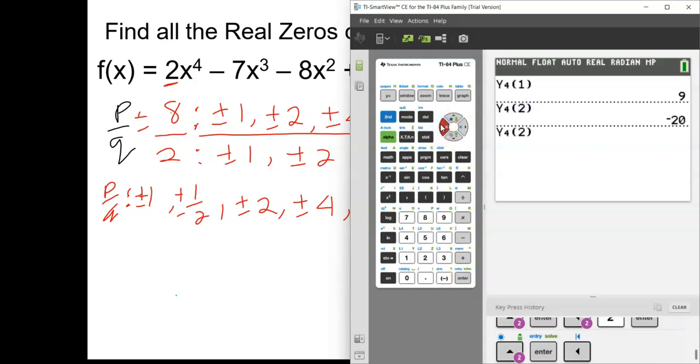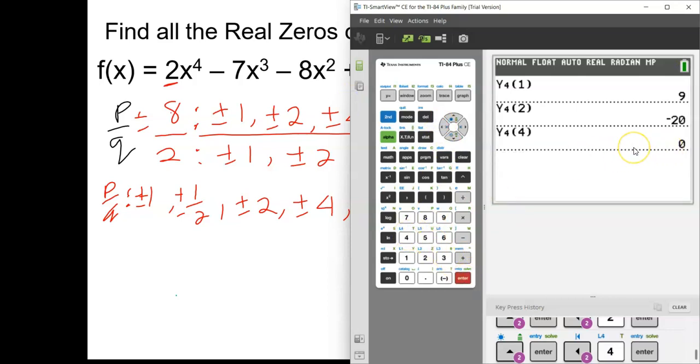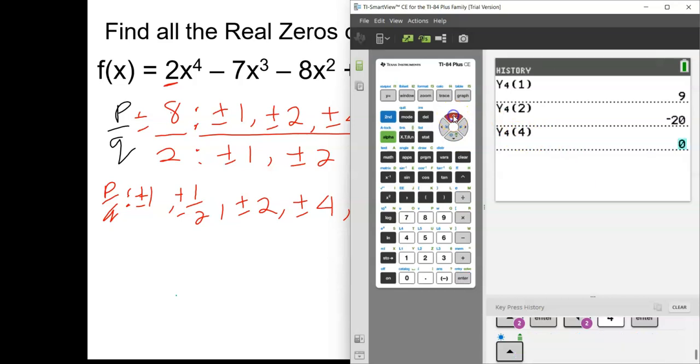Okay, I'll try 4. Oh, good, 4 gave me 0. But since this is in the 4th degree, we might want to get at least 2, so that would take us down to quadratic. So let's try more. At least we have x equals 4 now. Let's find one more.